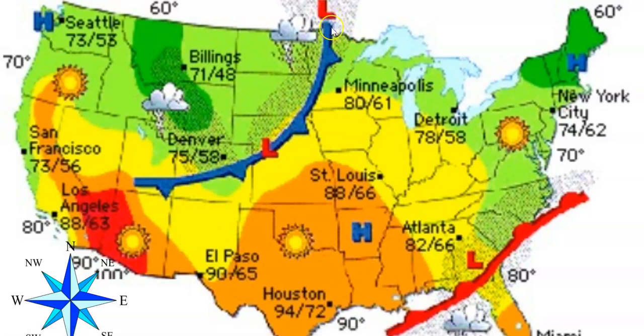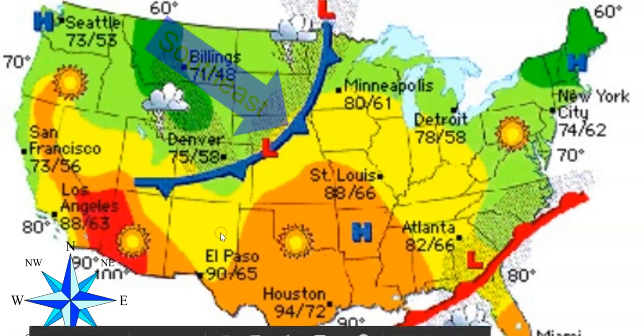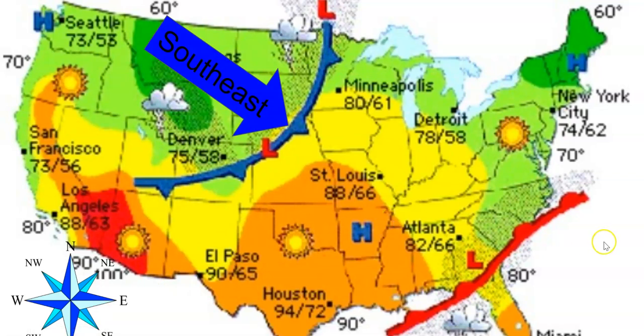So this cold front, we can tell it's moving this way because of the way it's bent and the way the symbols are going. So let's look at our compass rose here. If it's going this way, that would be southeast. So that front is moving southeast.